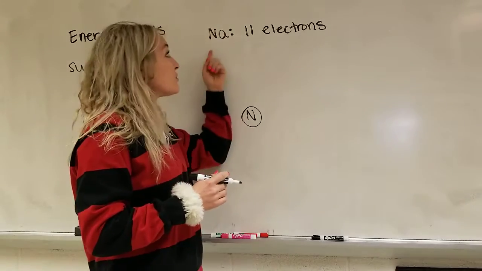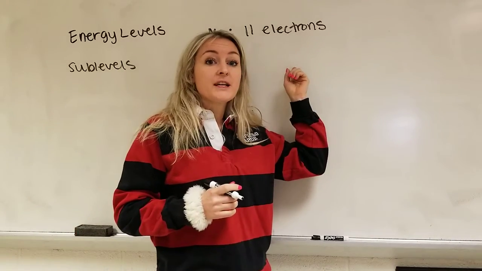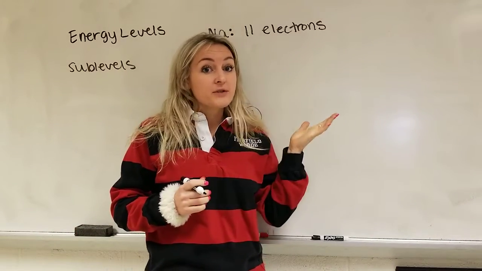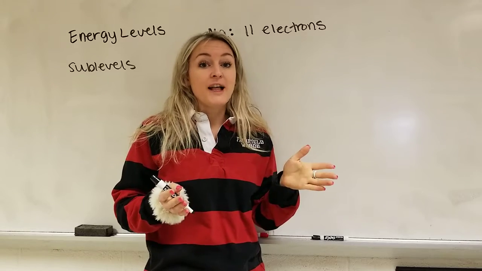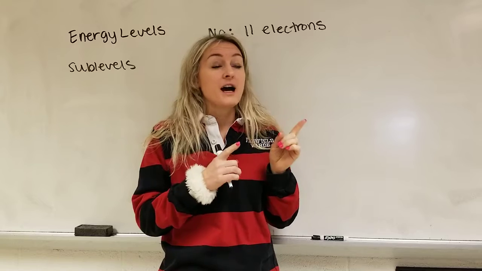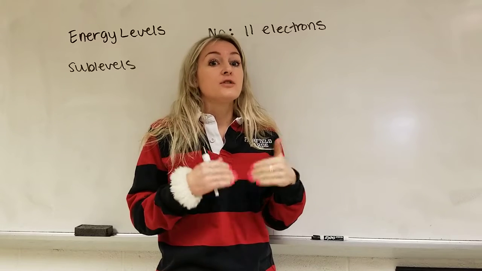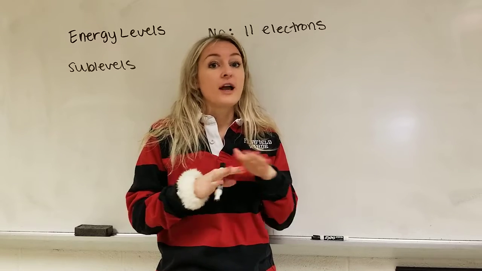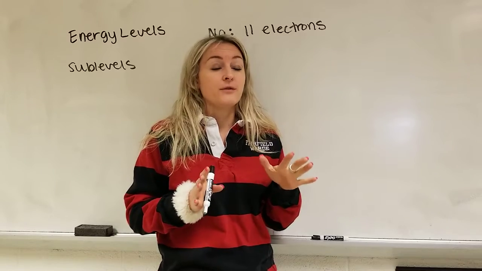Okay, so sodium is number 11 on the periodic table. So that means it has 11 protons, and if it's a neutral atom, it also means it has 11 electrons. So that number, the atomic number on the periodic table, we could assume is also the number of electrons for every atom that we're dealing with in this unit.